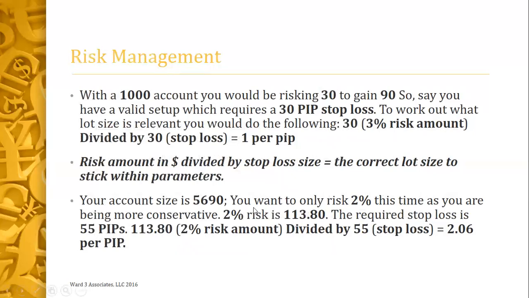Now here's a different view at it. Your account size, let's say, is $5,692. You want to risk only 2% at this time, as you are being more conservative. 2% risk of the 5,690 is $113.80. Now let's say you have a setup where the required stop loss is 55 pips. What you do is you take the 113.80, which is the 2% risk amount, divide that by the 55 stop loss, and that's going to give you $2.06 per pip.